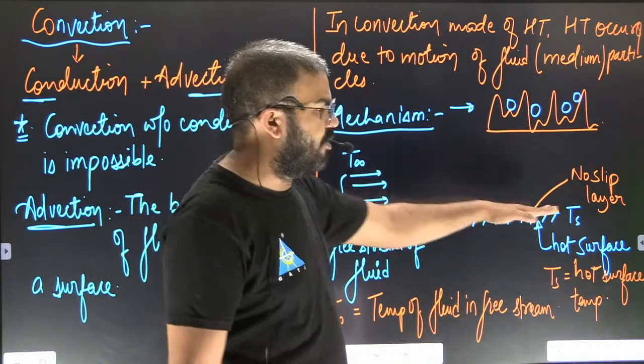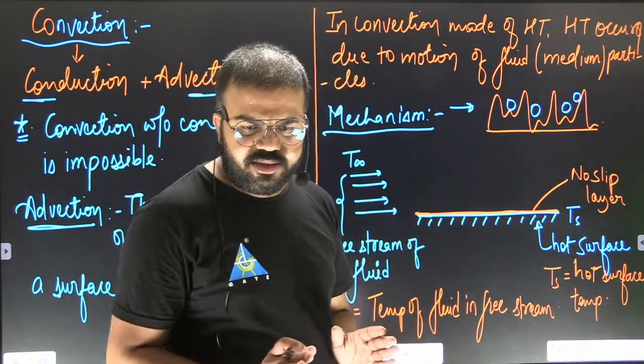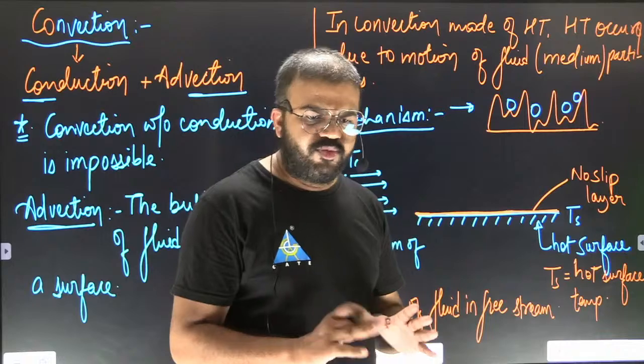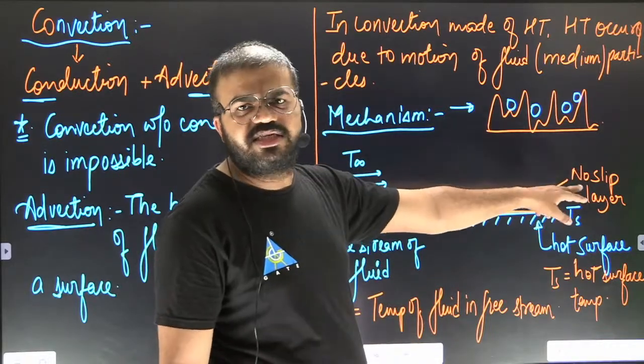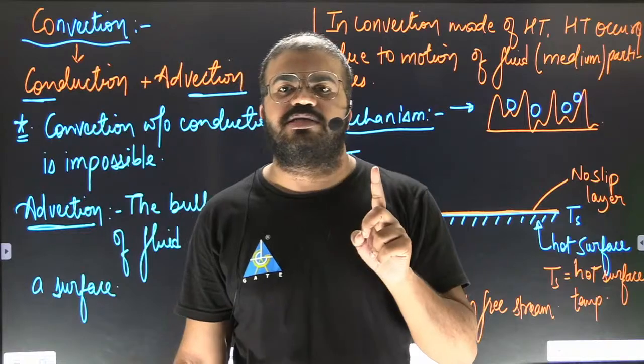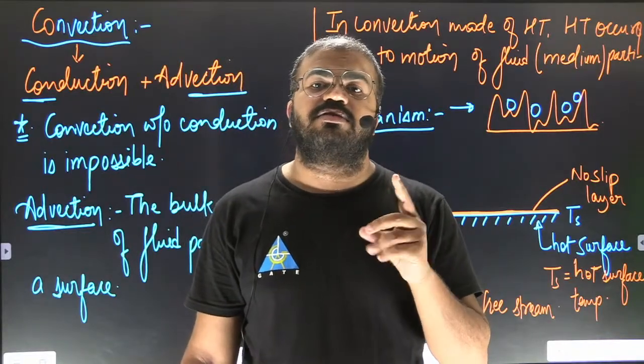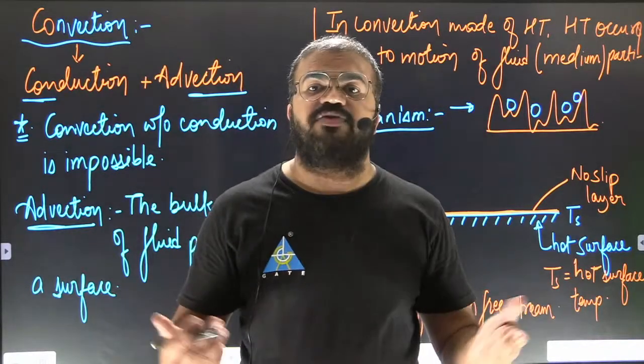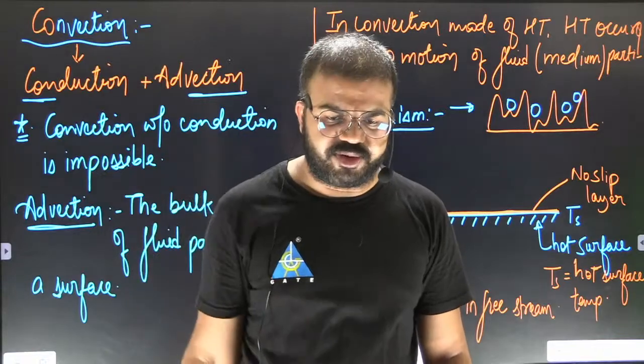So this layer is formed. Clear everybody? Why is this layer formed? The reasons, there are two. What are those? Number one, the very first reason is surface roughness. Number two, sudden losses of momentum.